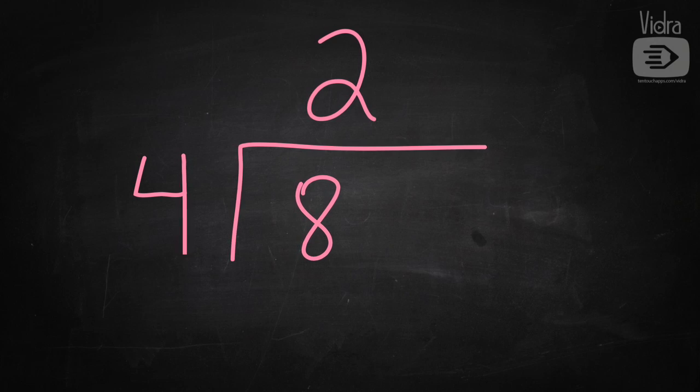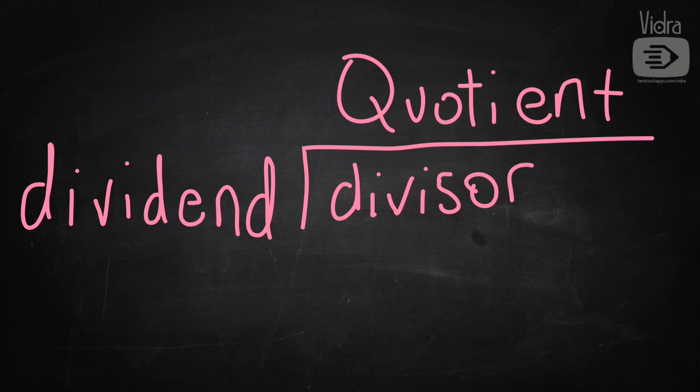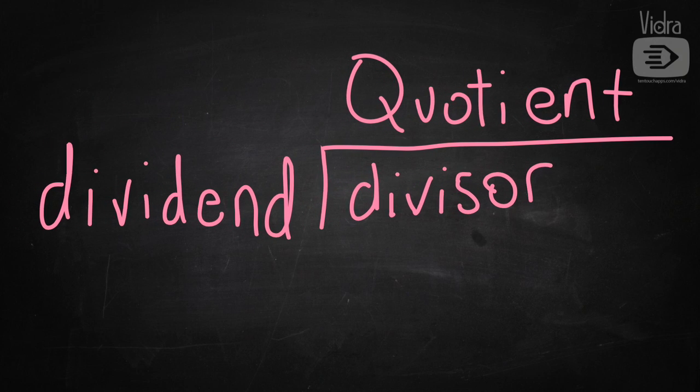First, let's label the quotient, the dividend, and the divisor. Is this how you labeled your quotient, your dividend, and your divisor?